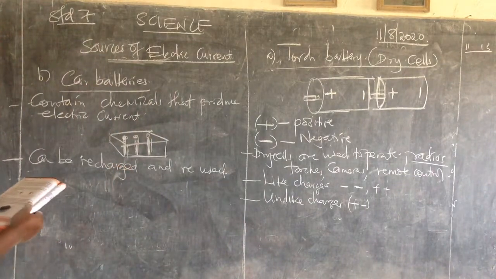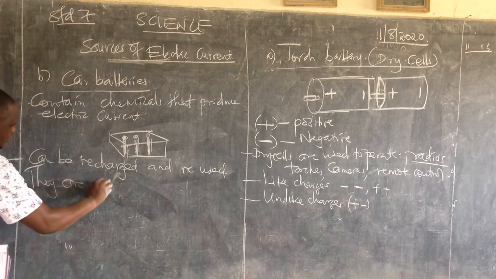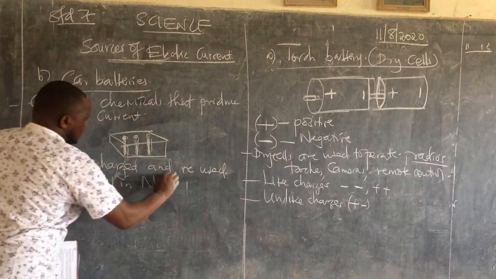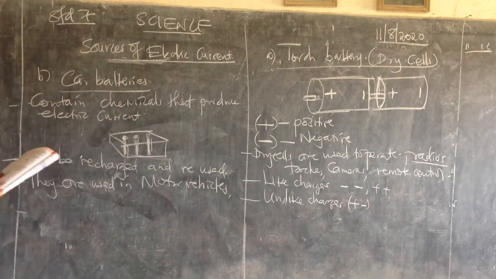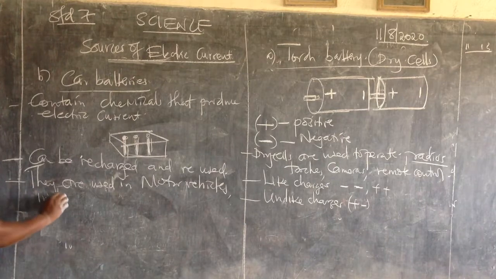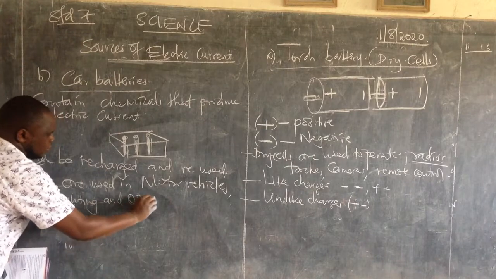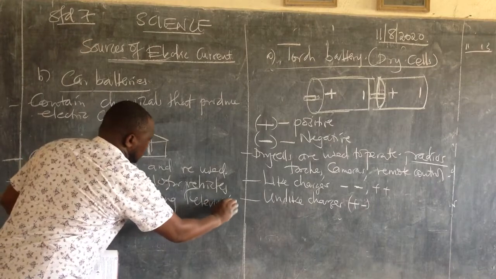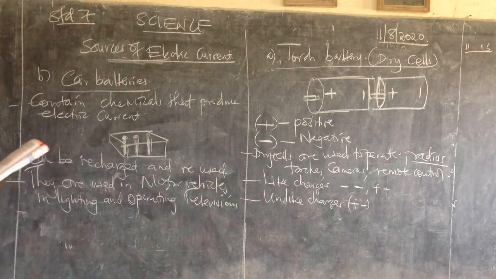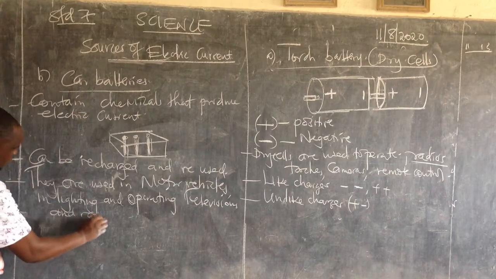So car batteries are used in motor vehicles. They are also used in lighting and operating televisions. They can also be used on radios, televisions and radios.